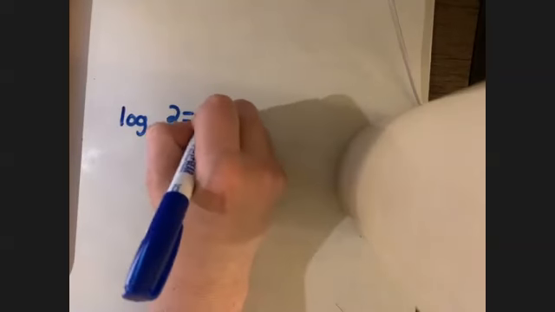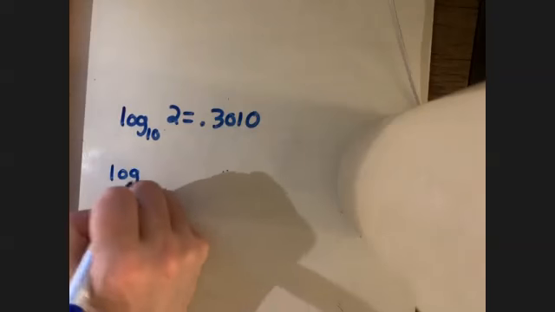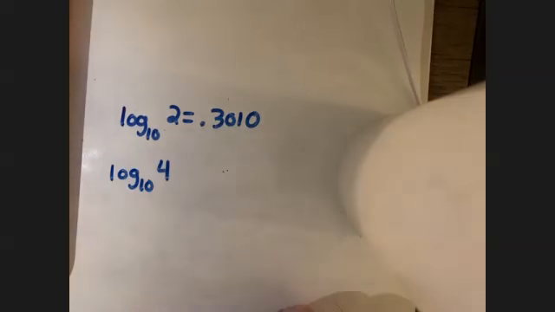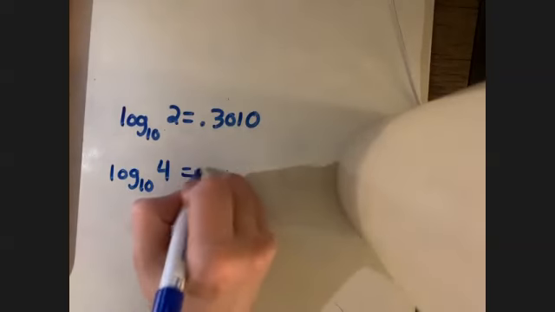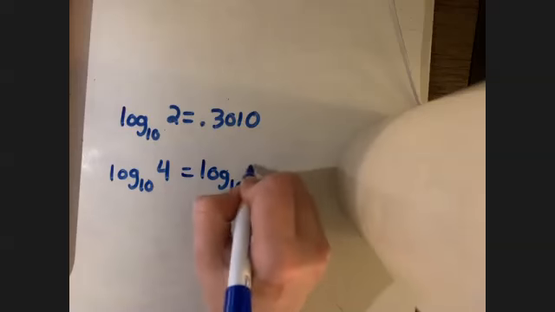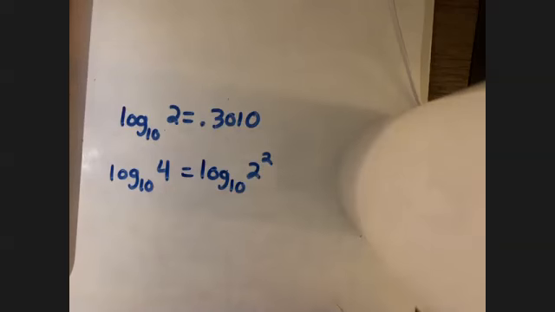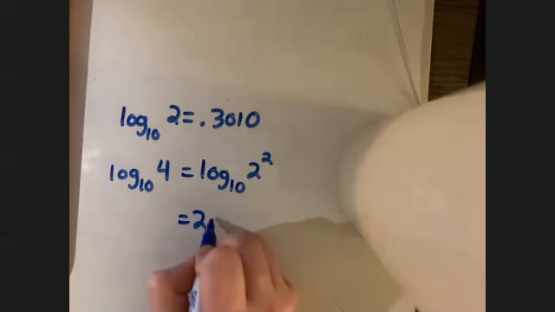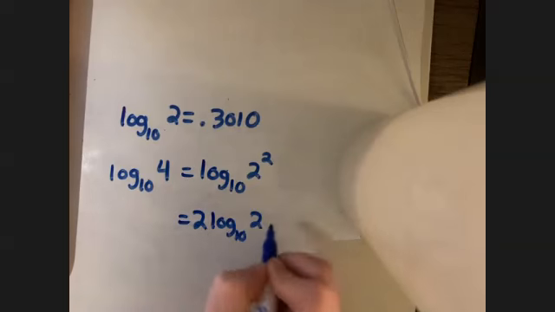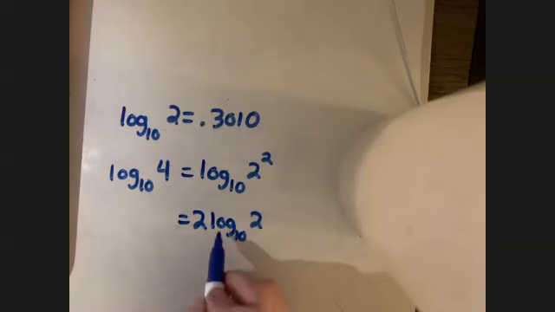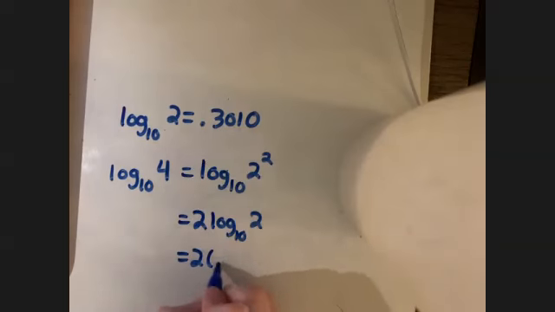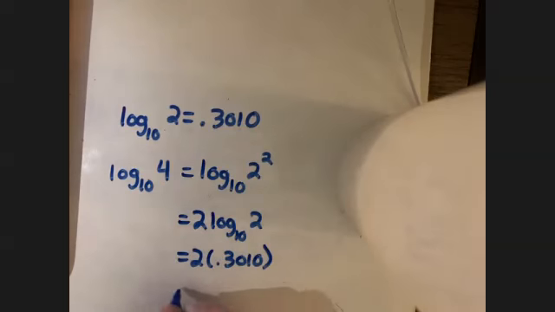Okay, so if they tell us that log base 10 of 2 equals 0.3010, and they want us to find log base 10 of 4, one of the things that we can do is, we know that 4 is 2 squared. So I can bring the 2 down out in front. And then log base 10 of 2, we've got that as that. So that's going to be 0.6020.